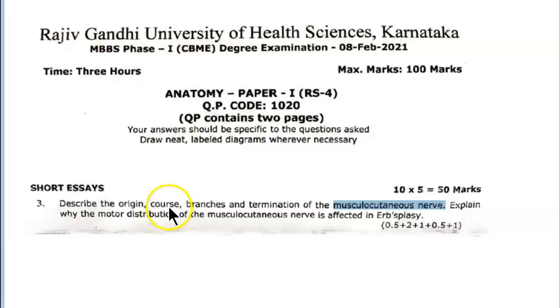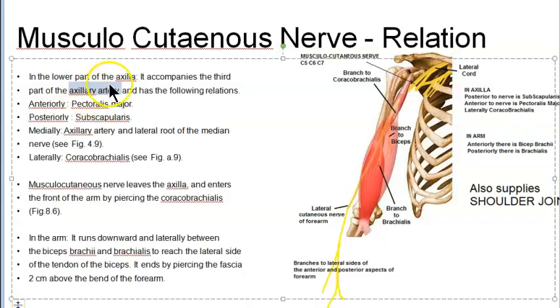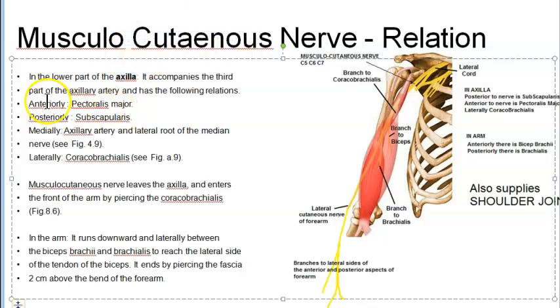So in the course itself, we'll cover off the relation also. Just important points. It accompanies the axillary artery, the third part of the axillary artery. What is there anteriorly? You have a muscle that is anterior to this in the axilla. In the axilla, the relationship anteriorly is pectoralis major. Posteriorly, you have the subscapularis muscle.